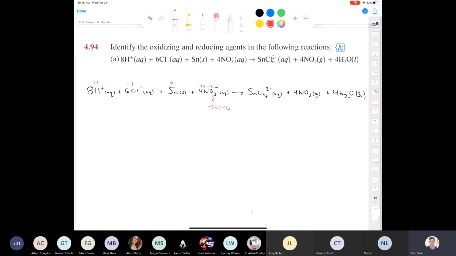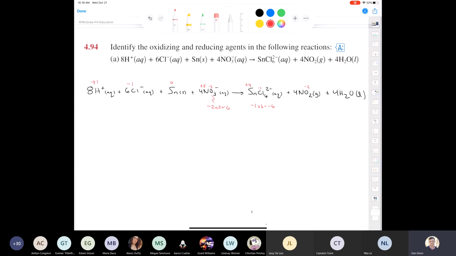We look at SnCl6, 2-. The oxidation number of the chloride is going to be -1. And we have 6 of those, so -1 times 6 gives me -6. What plus -6 gives me a 2- charge? The answer is +4. So my tin is going to have an oxidation number of +4. Number 4 looks like crap. There we go. Then we have nitrogen dioxide.